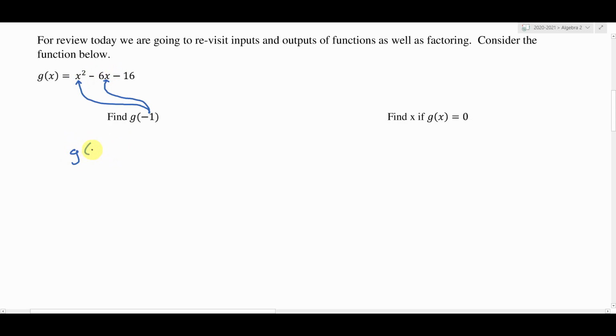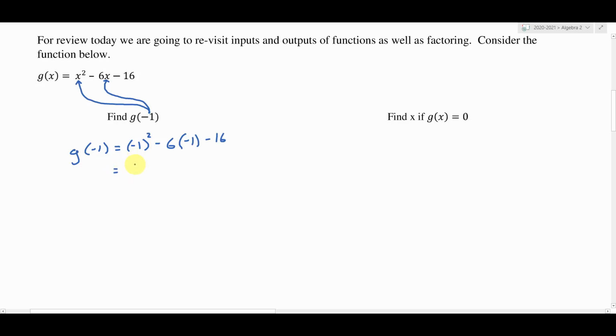So we're going to have g of negative 1 equals, and see how we have an x squared. I'm going to replace that x with a negative 1, so instead of x squared, we'll have negative 1 squared. And then we'll have minus 6 times x, but instead of 6x, we'll have 6 times negative 1. So notice that the negative 1 was put into two different locations here. That tends to confuse students, okay? So then we still have a minus 16 that goes on the end. All right, and then we're just going to follow our order of operations here, being very careful with all of these negatives and making sure that we go in the correct order.